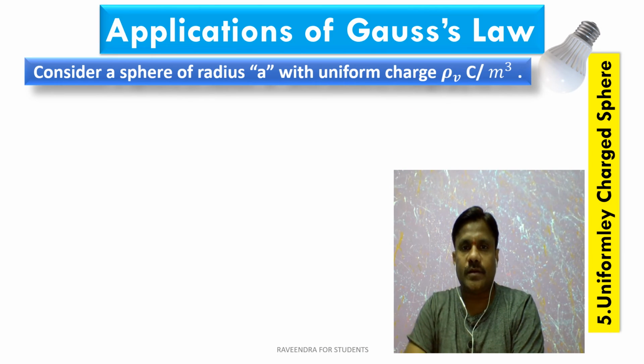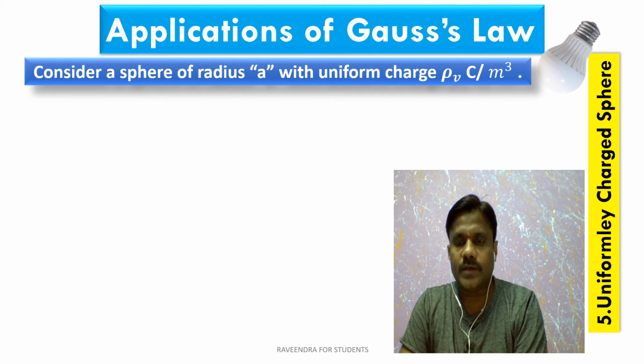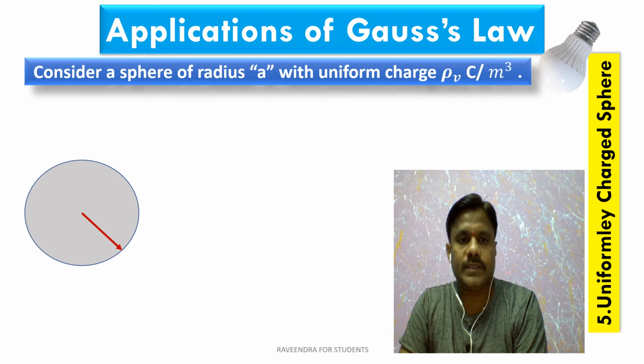The last application of Gauss law is the uniformly charged sphere. So in order to apply the Gauss law for this uniformly charged sphere, let us consider a sphere having a radius of a, which has a uniform volume charge density rho_v coulombs per meter cube, as shown like this. You have a uniformly charged sphere which has a radius of a. Then our aim is to calculate the electric flux density both inside this sphere as well as outside this sphere. Therefore this problem can be solved by considering two parts.